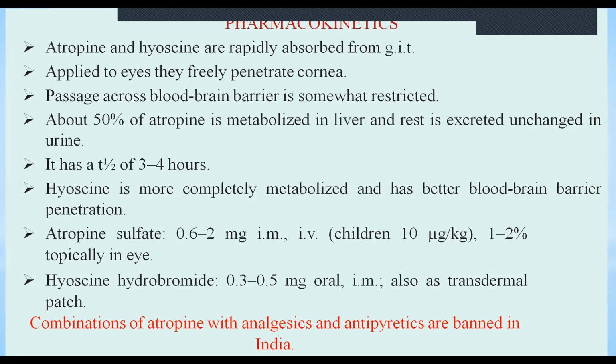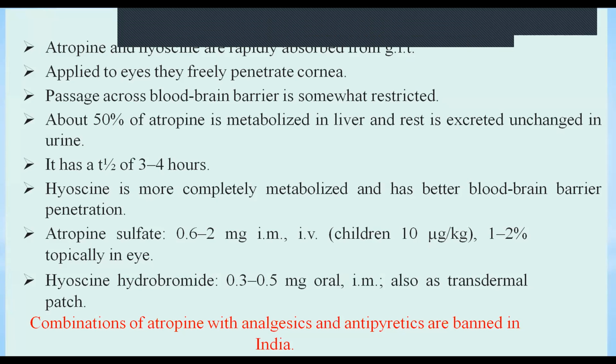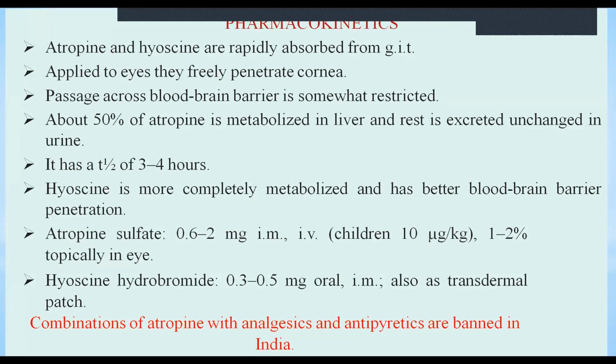Coming to the pharmacokinetic properties of atropine, please remember that atropine and hyoscine are rapidly absorbed from the GIT, whereas applied to the eyes, they freely penetrate the cornea. The passage across the blood-brain barrier is somewhat restricted for atropine and hyoscine, whereas if you use double the dose or triple the dose, then definitely it is going to cross the blood-brain barrier and initiate the central action.